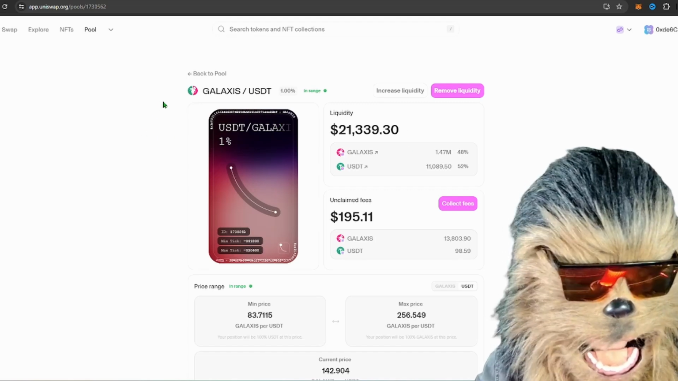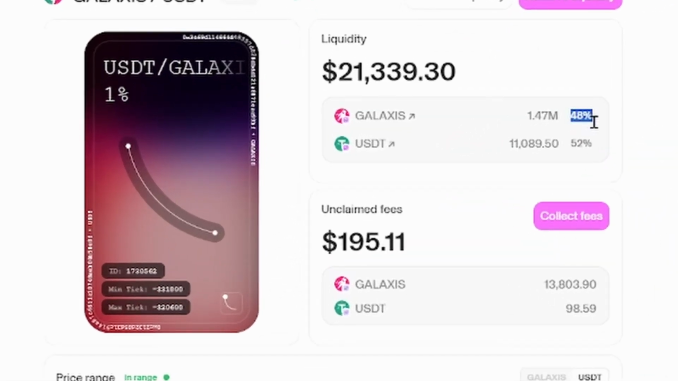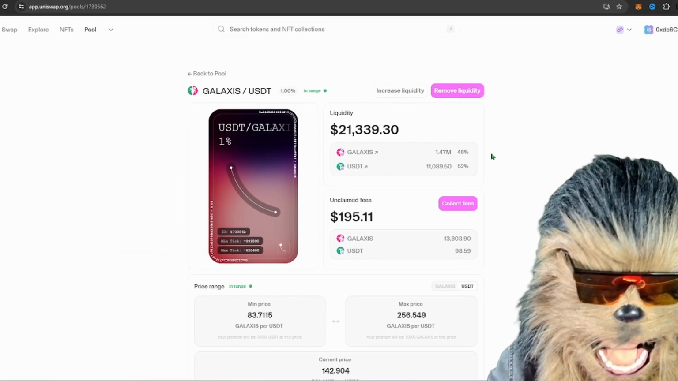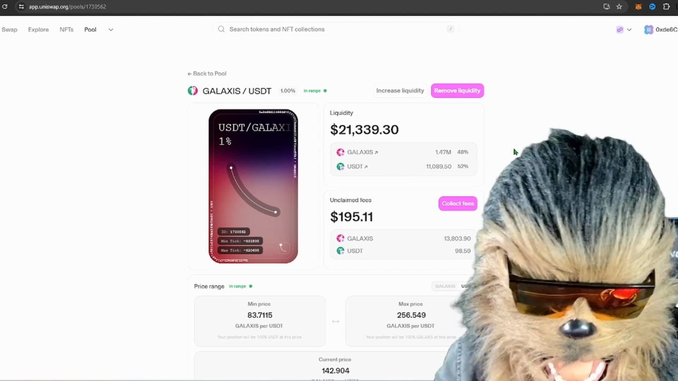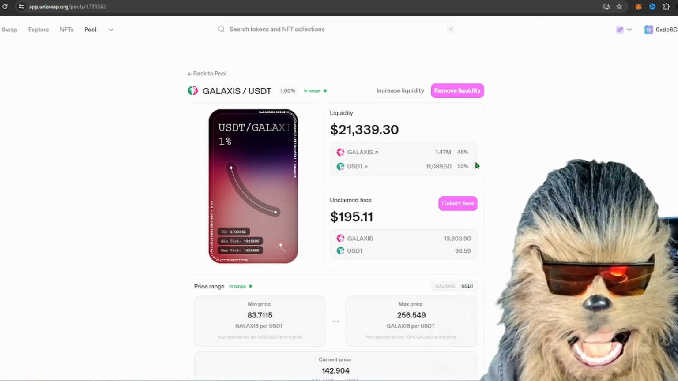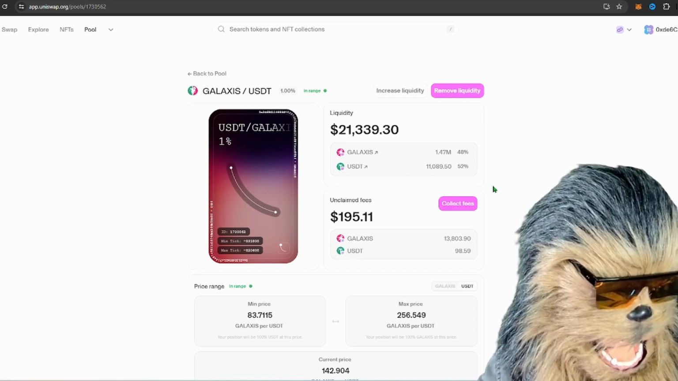So again, I'd be really careful. If you do, I'd pay attention. I started out at about 45-55. Okay, 45% Galaxis, 55% USDT. It went all the way down to like 32% Galaxis, and now it's back up to 48%. So it does go up or down. Once again, you can just watch it. It obviously depends on how people are buying for the day, if you're going to see things move. So let me know what you think.